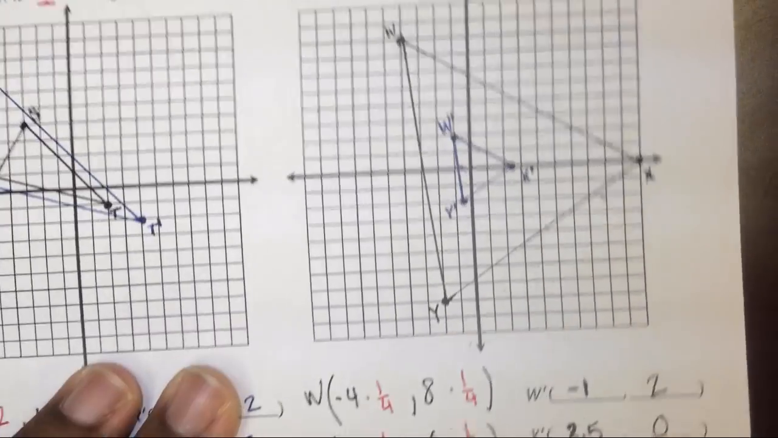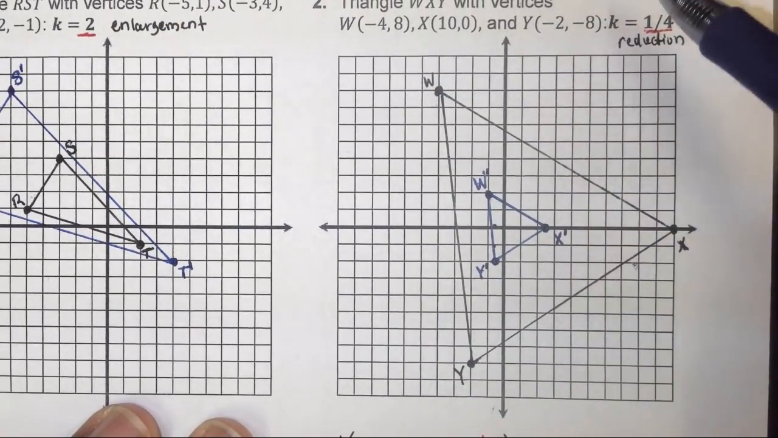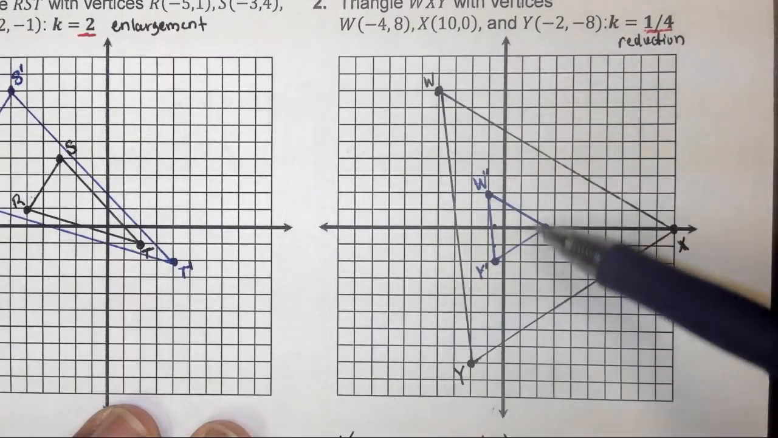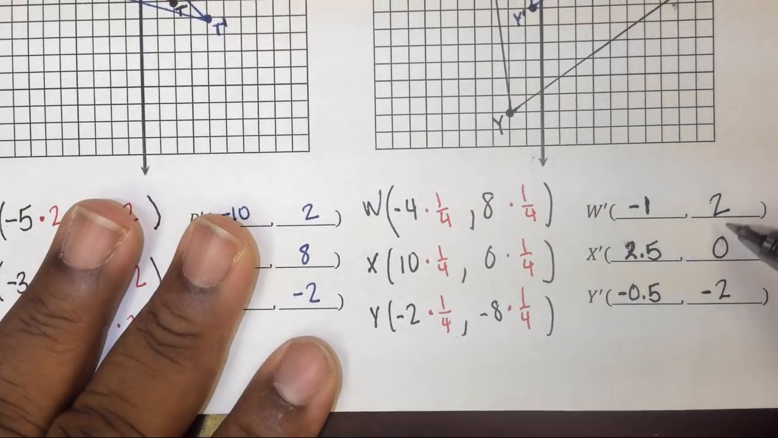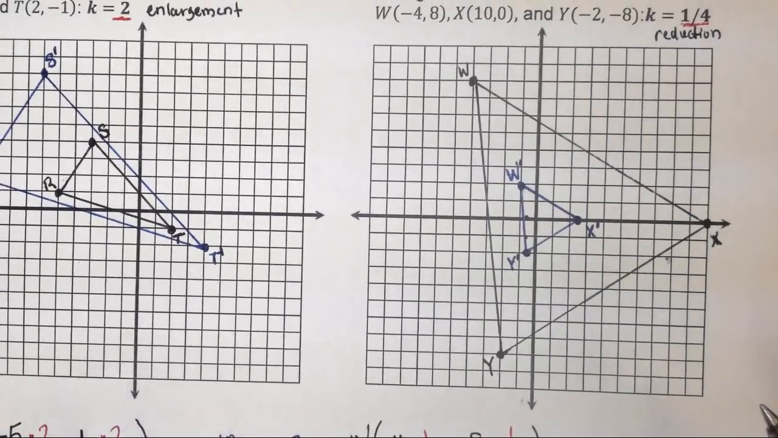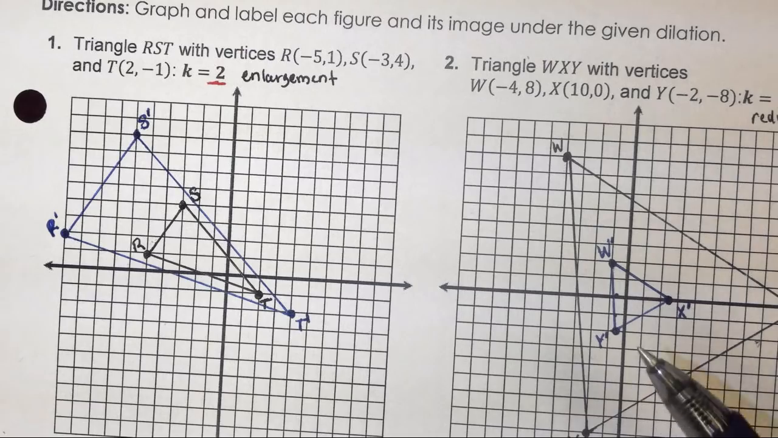Now, so it's my image after the reduction of 1/4. It shrunk down to 1/4 of the size. I graphed it as that. This is how you do it. These are my new coordinates. Boom. Now these are easy when it's going from 0, 0.